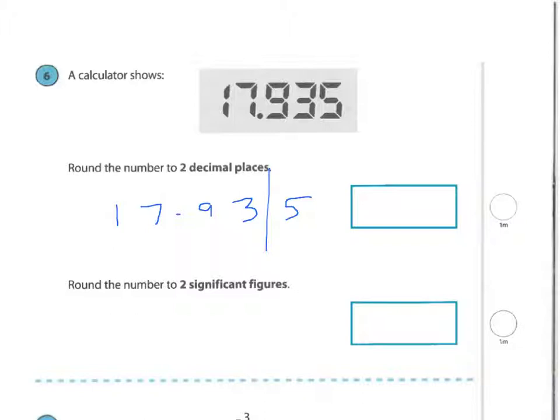The number that dictates whether I round up or not is the next digit here, which is a 5. And a 5 always makes things go up. So my answer is going to be 17.94.